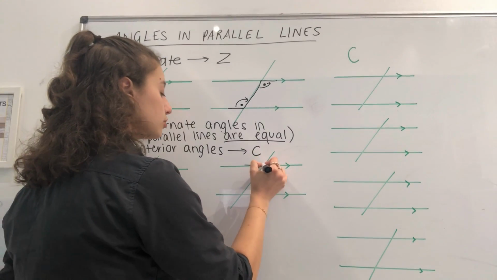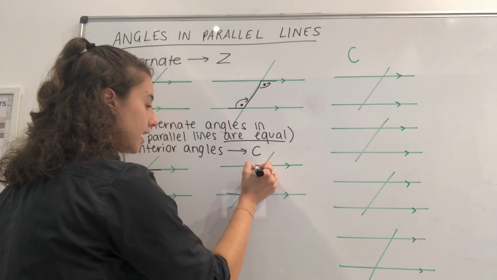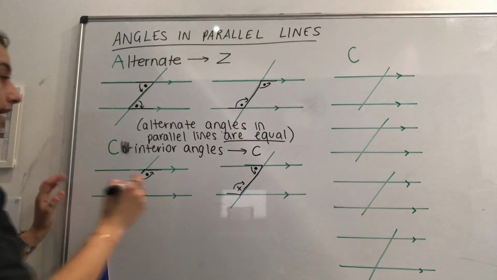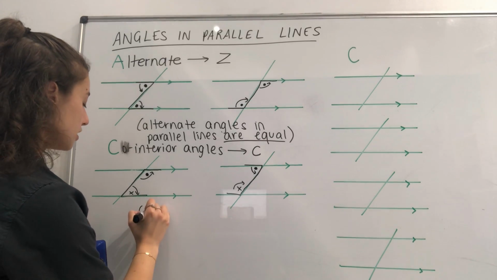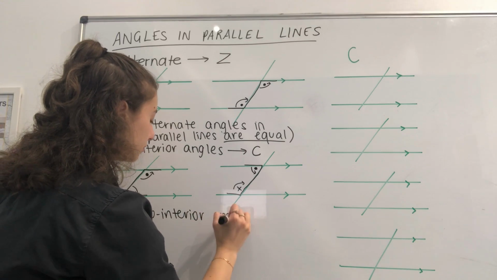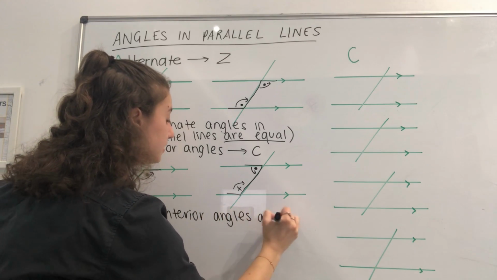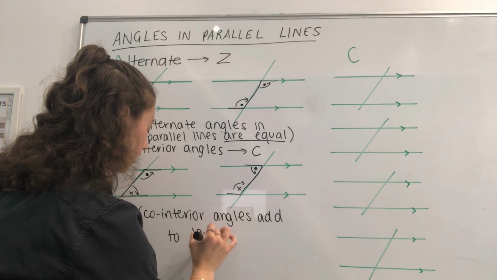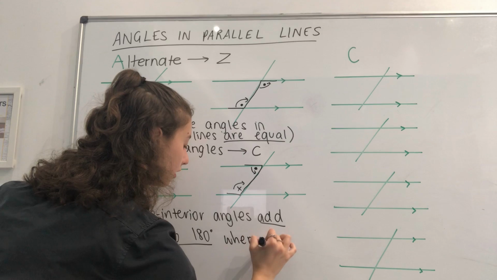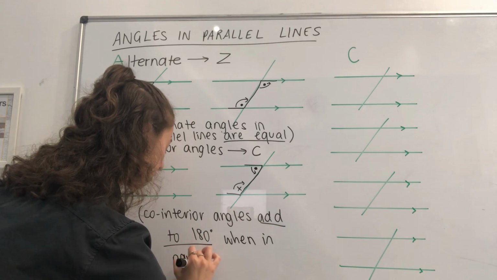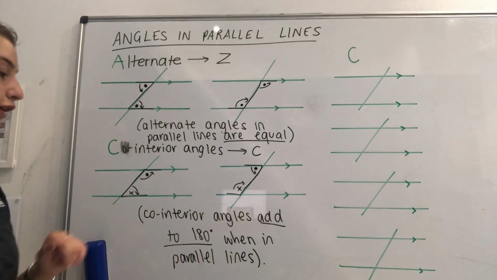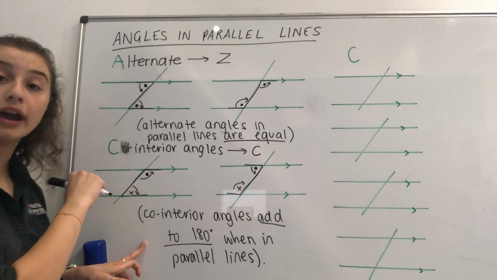And again, we have a normal C and we also have a backward C there that allow this theorem to work. And again, we're giving a reason to our markers. So we say CoInterior angles add to 180 degrees when in parallel lines. Okay, very important there that we have those proofs and we know how to use them.